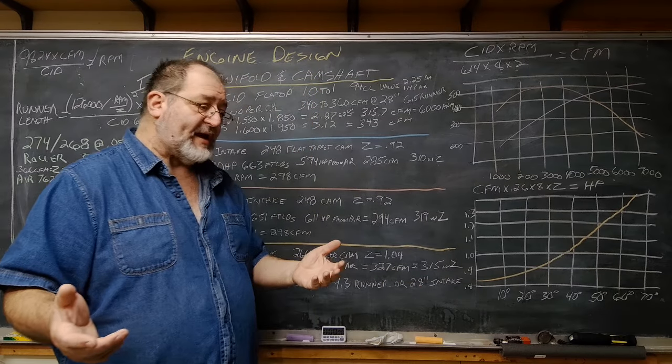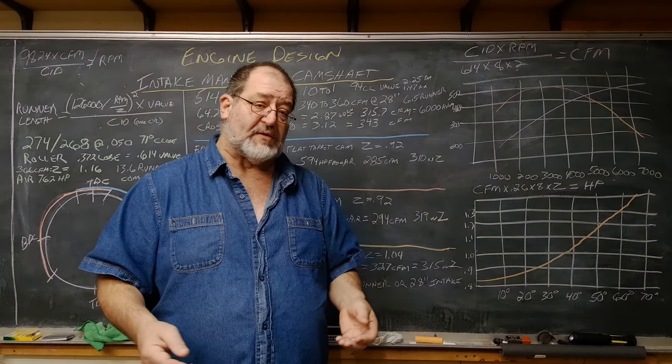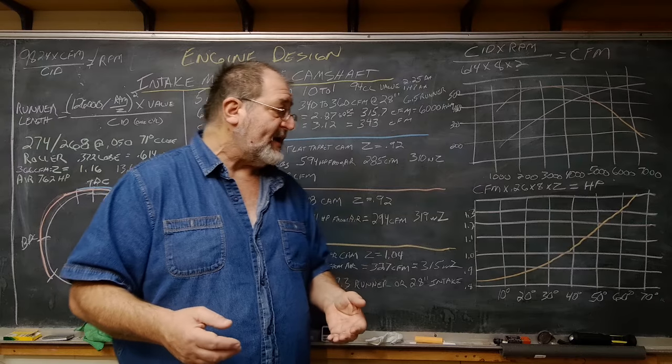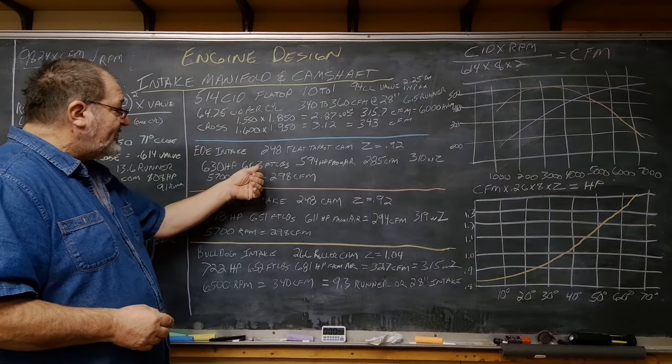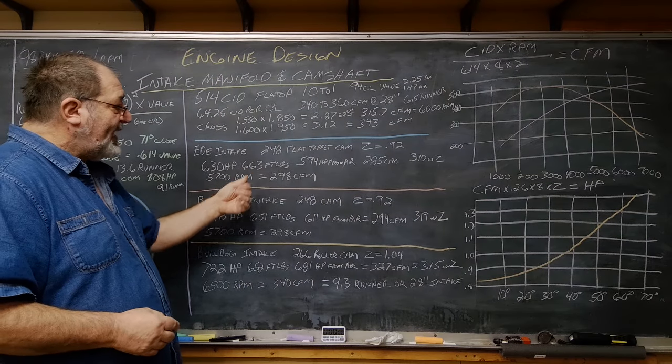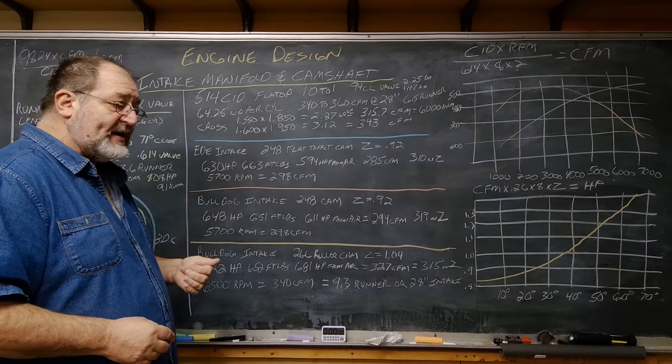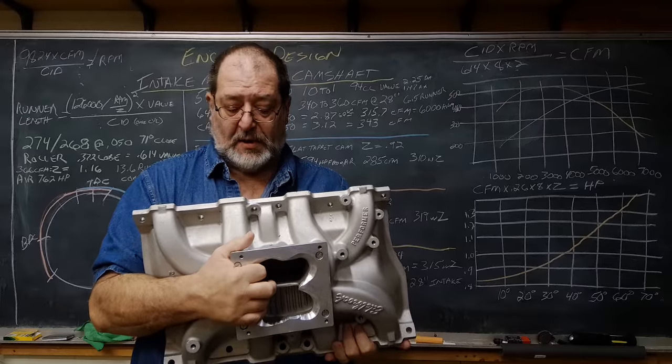So what other intakes? Well, there's not a lot of choices. There is the Edelbrock intake. Now, we ran this same motor with the Edelbrock intake. Now, the Edelbrock intake is like most dual planes. It's dual plane, straight runner, longer, reduced plenum. This one has a Dominator adapter on it, but that's not a problem.